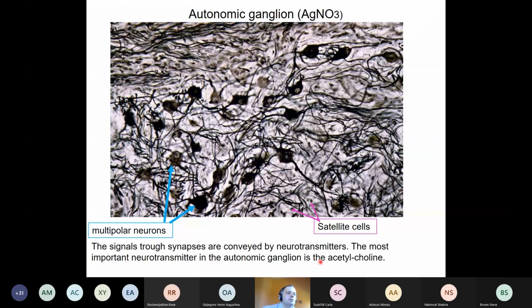And this is a chemical synapse, so there is neurotransmission by neurotransmitters taking place. And you have to know that the neurotransmitter in this ganglion is acetylcholine. Okay, so these are cholinergic synapses. These neurons in the picture are controlled by the release of acetylcholine, which is a chemical neurotransmitter.